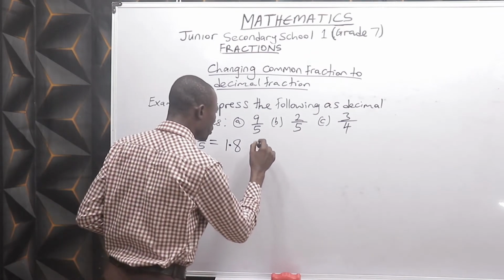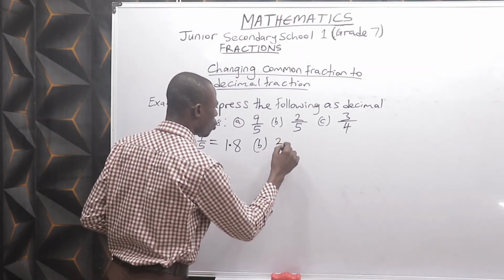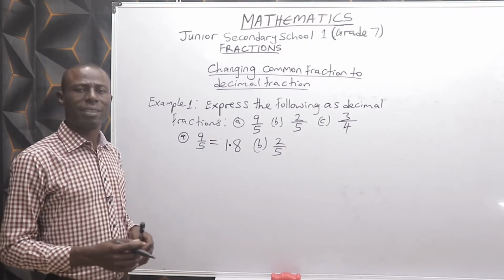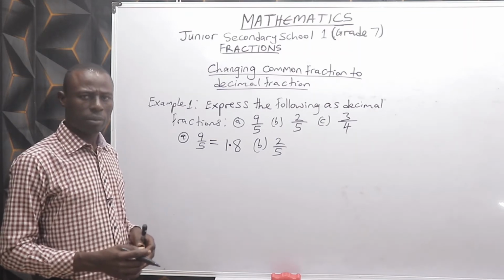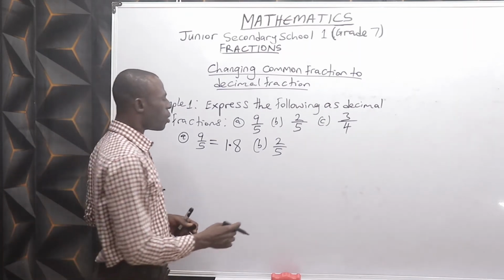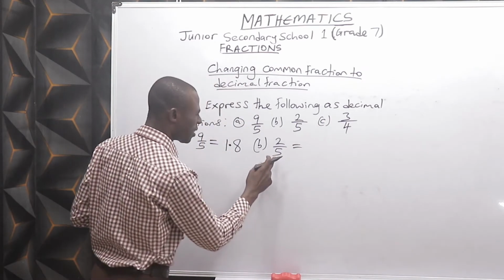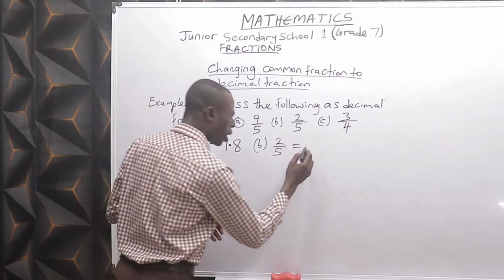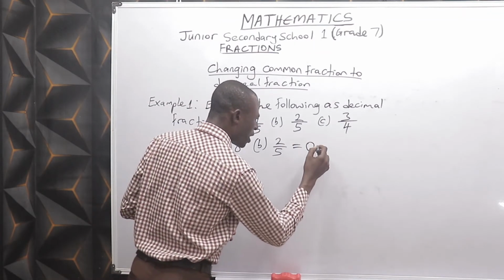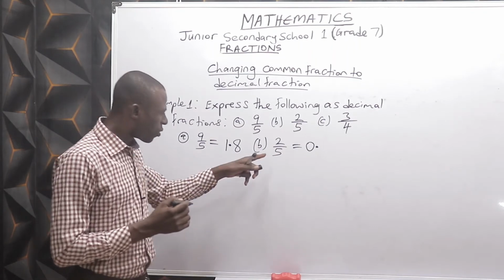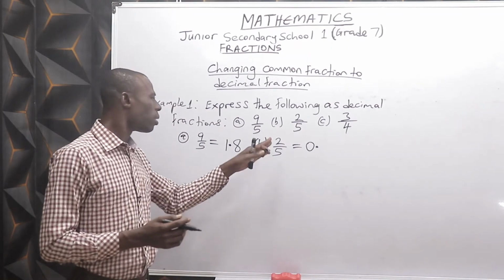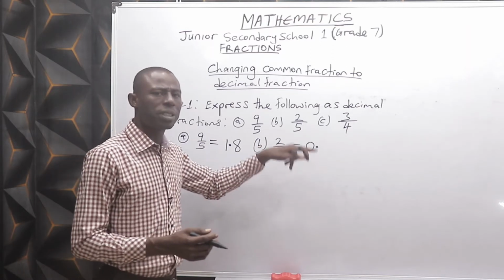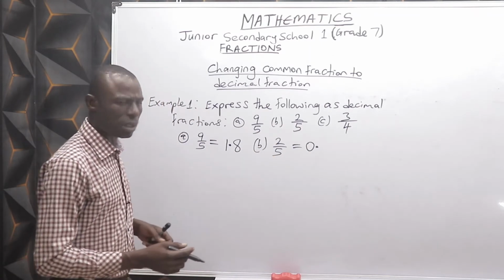Question B. That is 2 over 5 to be expressed as decimal. Do we understand? So, how many times do we have 5 in 2? It's not possible. Because it's not possible, write 0 and put decimal point. Because 5 cannot go in 2. So, we say, it's not possible. Write 0 to show the impossibility and put decimal point immediately.